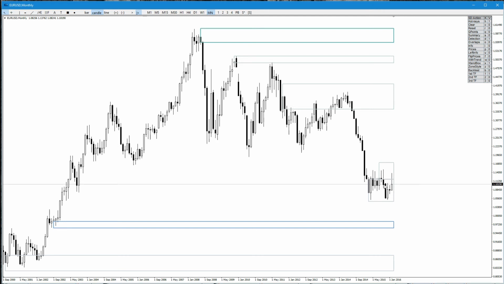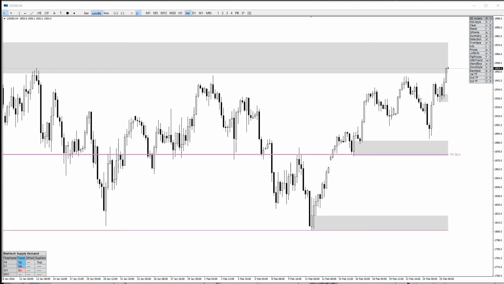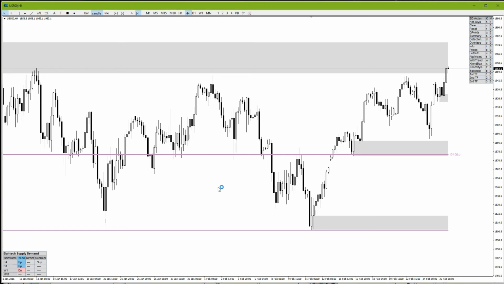Okay, coming up now is the Blahtech flagship feature. Letter B for backtest mode directly on the chart.